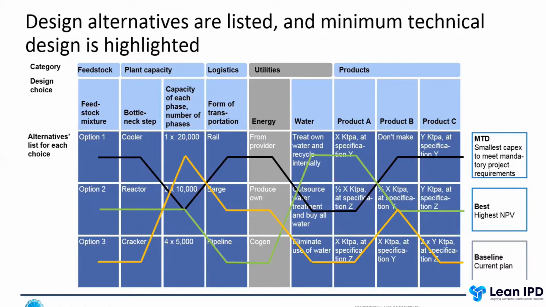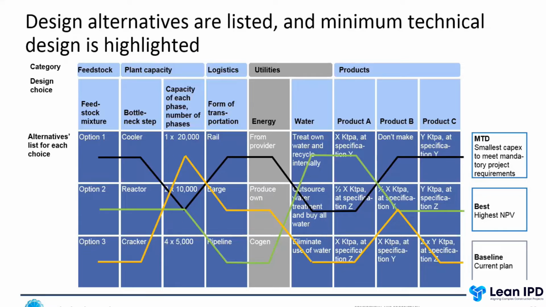In the design choice regarding energy, we could ask ourselves, and we are here at the macro level, whether the energy comes from a provider, or we produce our own, or we produce our own but we also make steam together, so we do cogeneration. So in this matrix, it's very important, first of all, to start by highlighting what the baseline is, and the baseline is connected by the orange line.